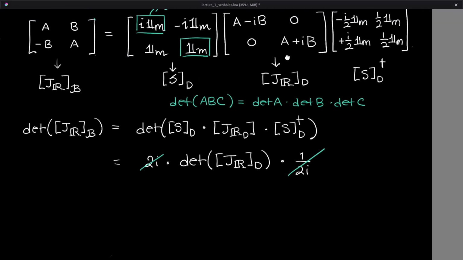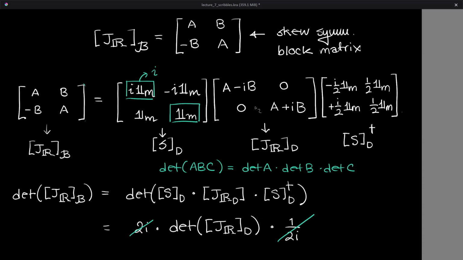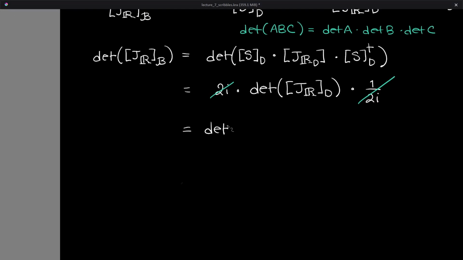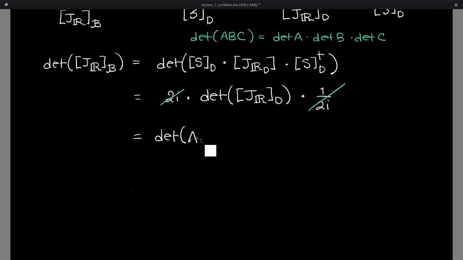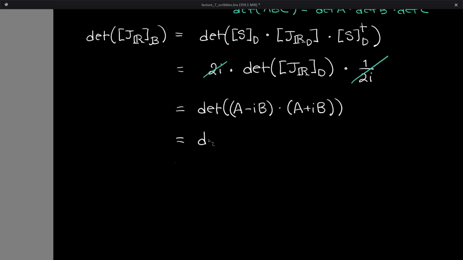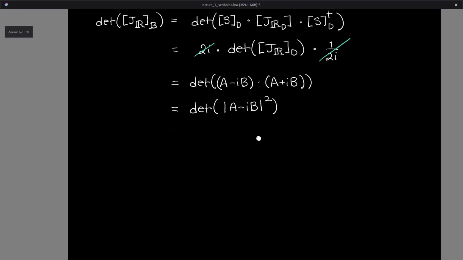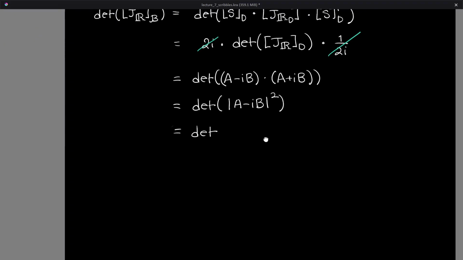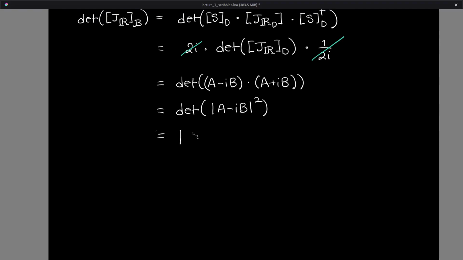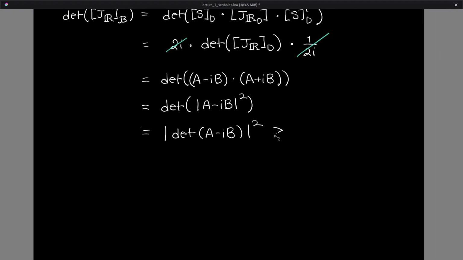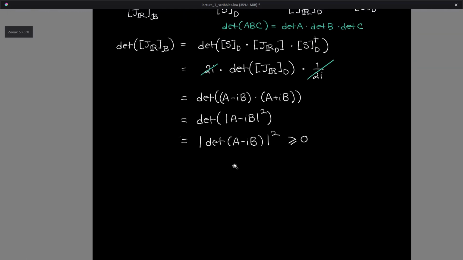But we know that the determinant of this matrix is going to be AD minus BC, which is exactly the determinant of (a minus ib) times (a plus ib), which is equal to the determinant of mod (a minus ib) squared, which is equal to the modulus of the determinant of a minus ib, whole squared, which is greater than or equal to 0, right? So we need to make sure that this isn't equal to 0.